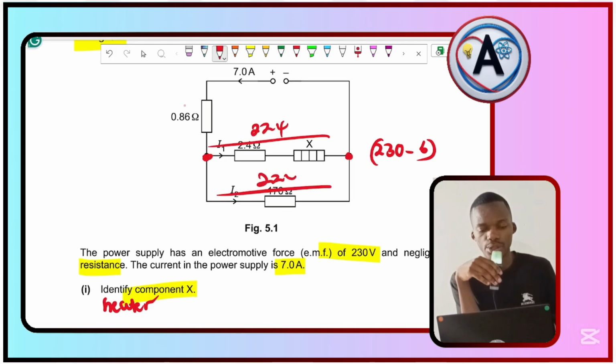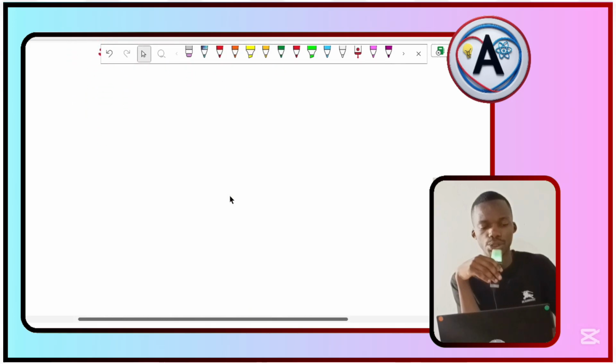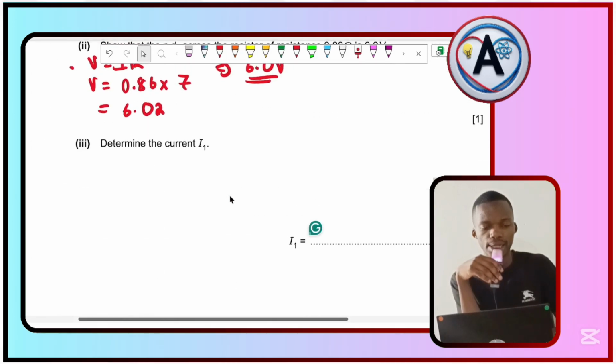Across this, you're going to get 224. So now you can see if I get 224 across this, and there's only one of it, I can therefore calculate I2. And using Kirchhoff's laws, I know that this current of 7 has to split into I1 and I2. Right? So first let's find I2.